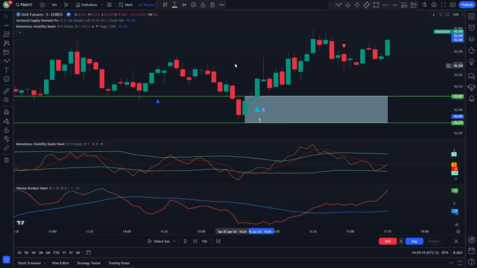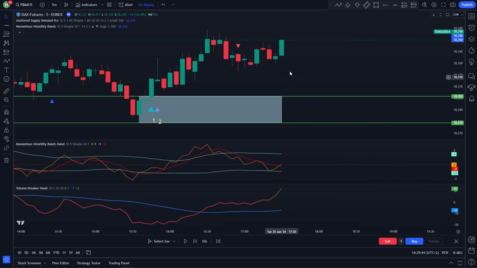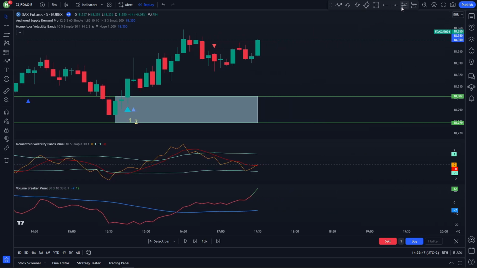From the chart, we can see price action rejecting away from an anchored demand zone, and we also receive a buy alert from the Momentous Volatility Bands. However, for this example, we can see that we had to wait multiple candles before receiving the additional confirmation from our volume indicator. Volume plays a crucial role in scalping. However, it's often overlooked by inexperienced traders. Now, once we have enough bullish volume, I will enter my buy trade.